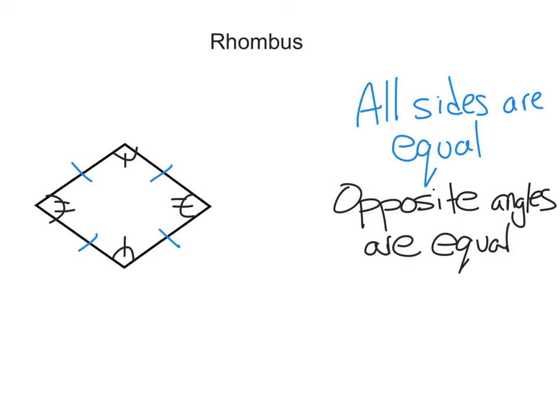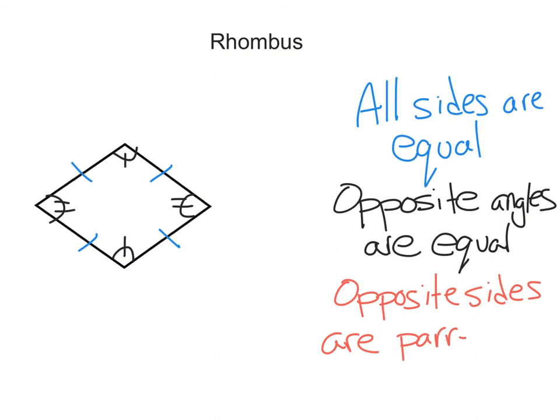We also know that opposite sides are parallel. So I can mark my opposite sides as being parallel lines because they will never intersect.